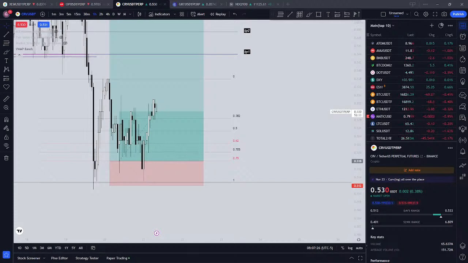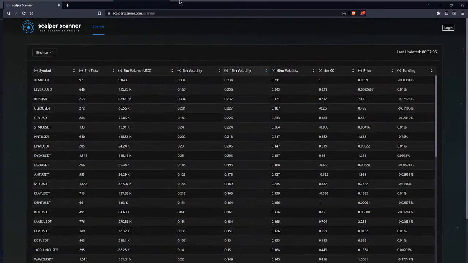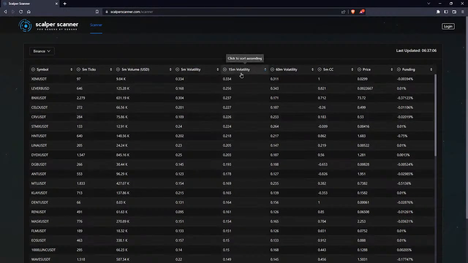Okay, so you guys, Neil wants a demo for Scalper Scanner. So why don't we do that right now? Let me get Scalper Scanner back into this, and we just sorted it using the 15-minute volatility.